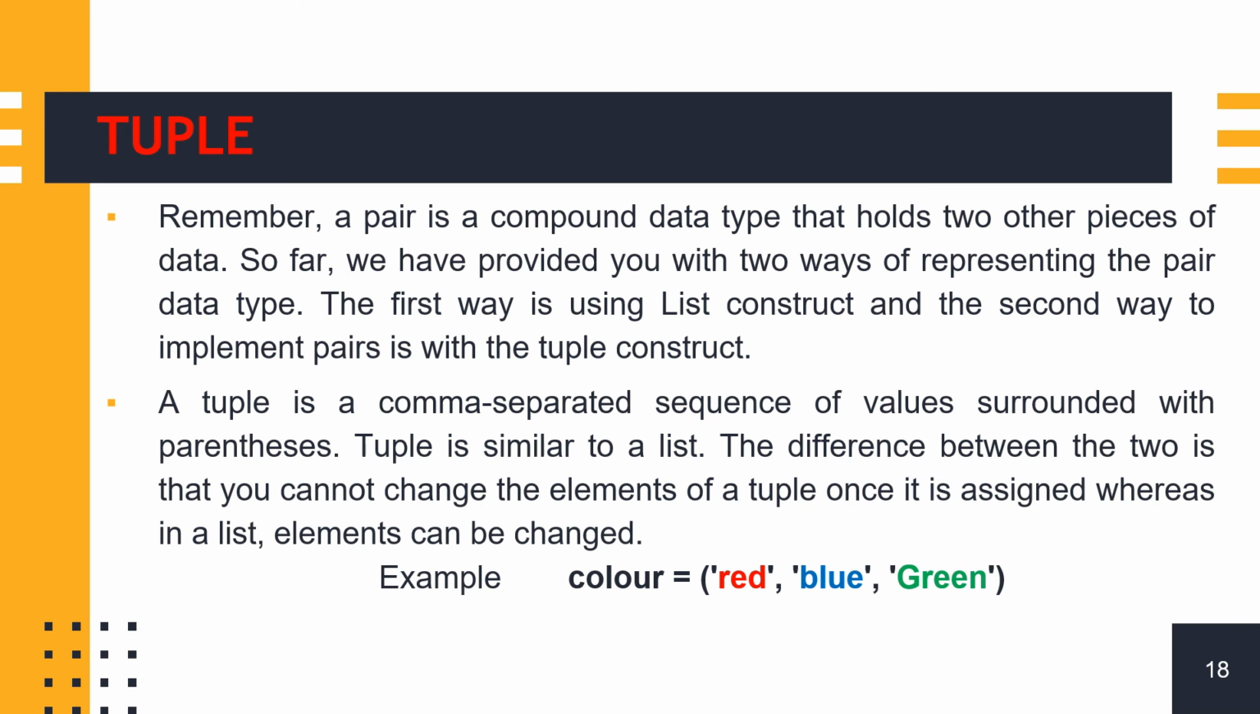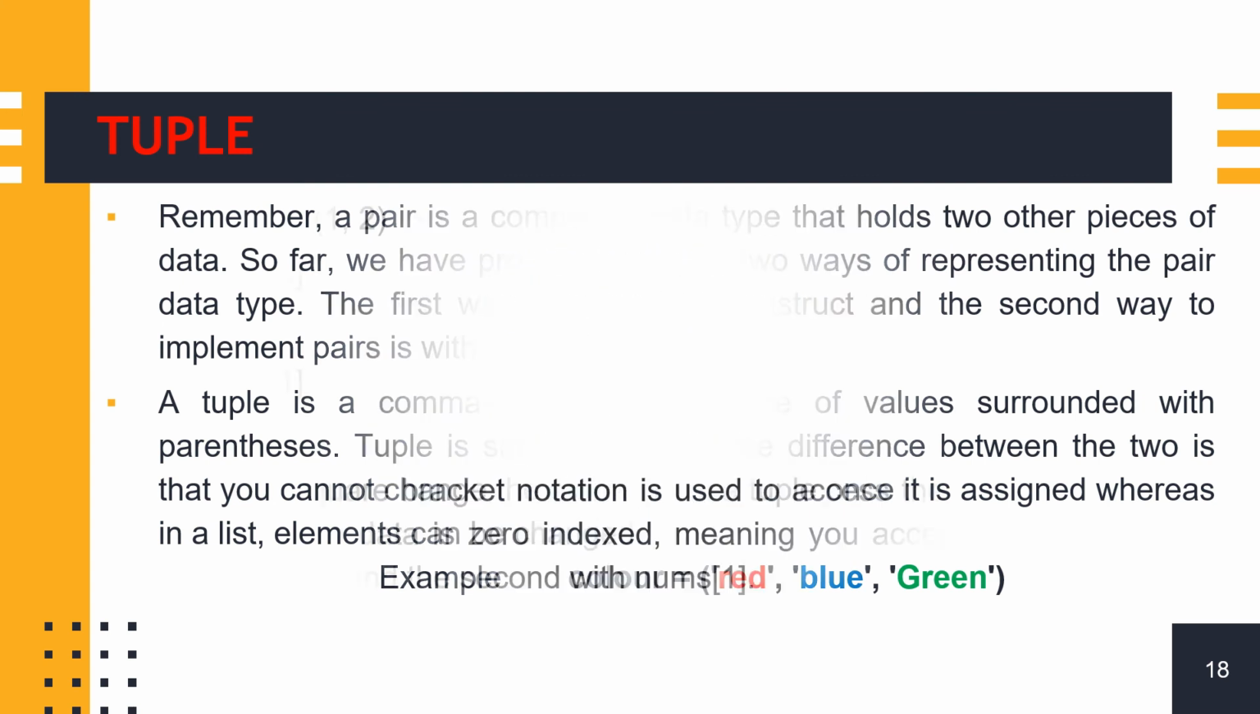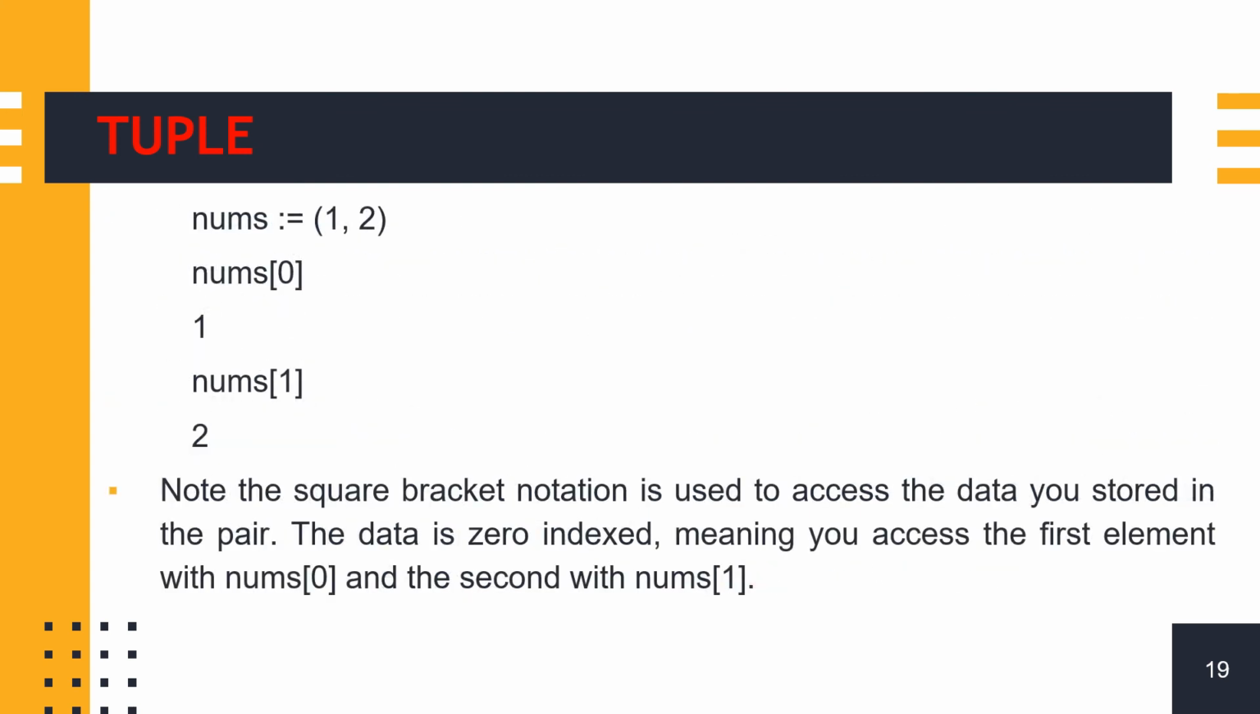Example, color equals ('red', 'blue', 'green'), all inside single quotes and then parentheses. Now here number equals (1, 2), number[0] is 1, number[1] is 2. Note the square brackets notation is used to access the data you stored in the pair. This data is 0 indexed, meaning you access the first element with number[0] and the second with number[1].